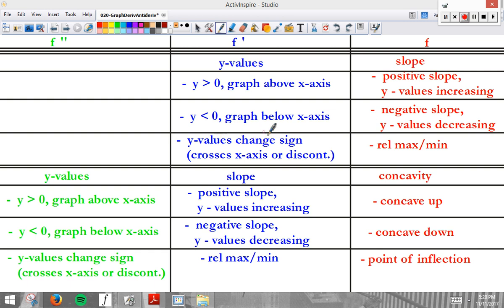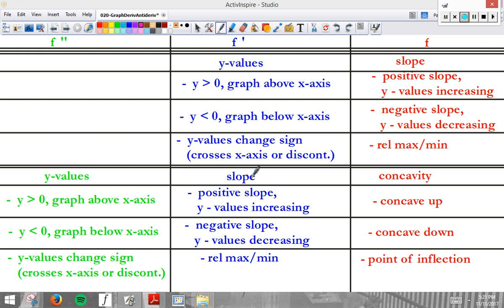If the y values change sign from negative to positive, that will mean f changes from decreasing to increasing. That means we will have a relative min. If the y values change sign from positive to negative, that means f will change from increasing to decreasing, meaning we'll have a relative max. This is possible with crossing the x-axis or having a discontinuity that moves us between the positive and negative parts without crossing it directly.